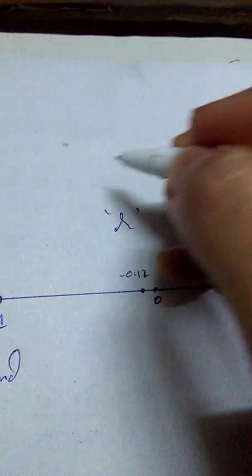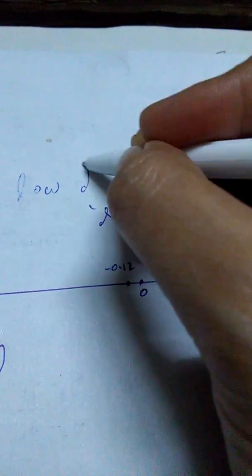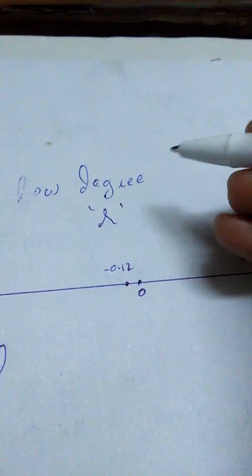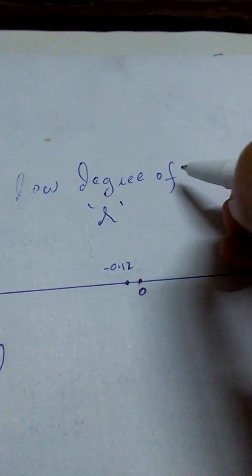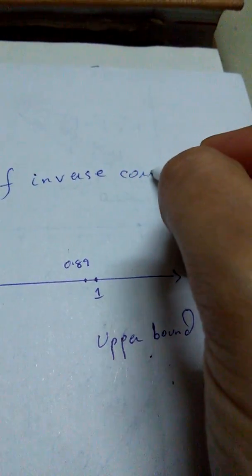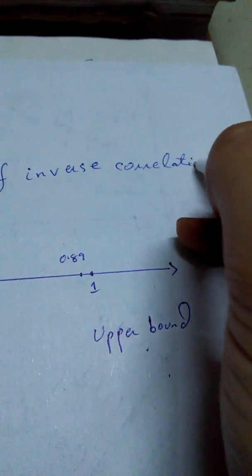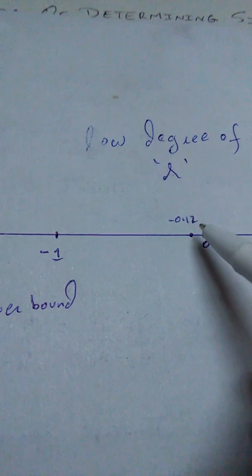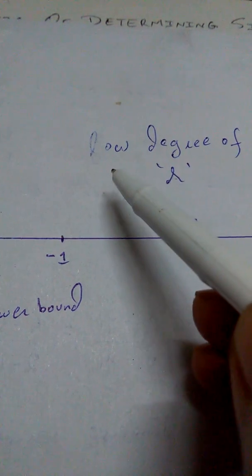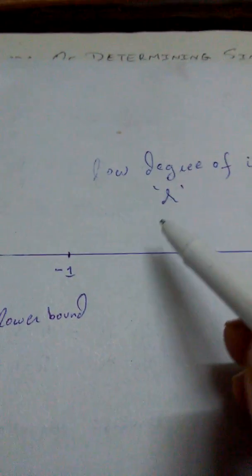So you can also assert in a way that this is a low degree of inverse correlation. All right, so this is it. So the greater the distance of the negative value from the lower bound, which is -1, the more you will say that the degree of the correlation is quite low and it is inverse.